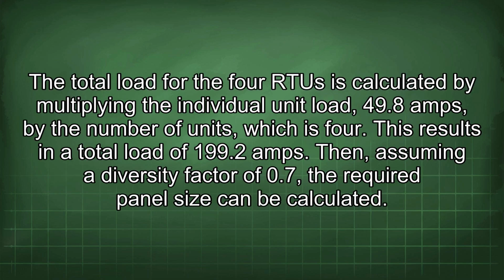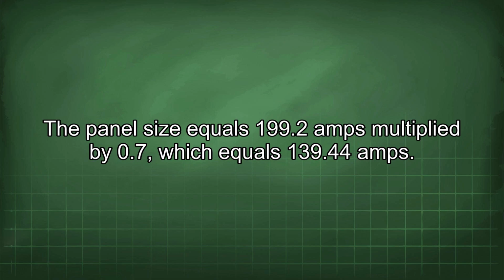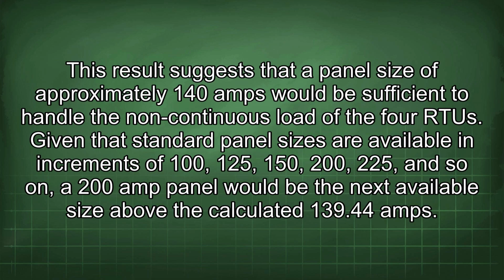The total load for the 4 RTU is calculated by multiplying the individual unit load, 49.8 amps, by the number of units, which is 4. This results in a total load of 199.2 amps. Then, assuming a diversity factor of 0.7, the required panel size can be calculated. The panel size equals 199.2 amps multiplied by 0.7, which equals 139.44 amps. This result suggests that a panel size of approximately 140 amps would be sufficient to handle the non-continuous load of the 4 RTU.